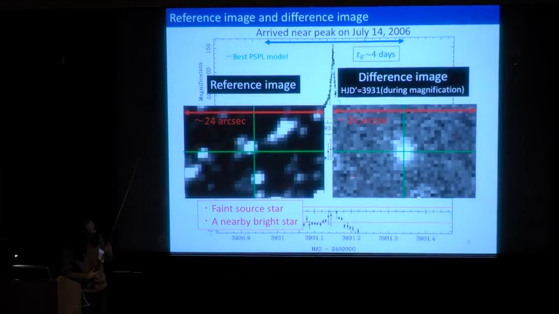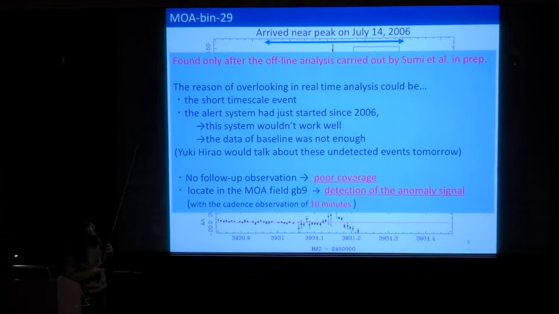The data is reduced by the MOA difference image analysis pipeline, the DIA pipeline. Here is the difference image around the event and the difference image during its magnification. The green cross shows the position of this event. As you can see in the reference image, the source star is faint, and there is a nearby bright star upper left from the event. This event was not found in real-time analysis, but found only after the offline analysis conducted by Sumi-san.